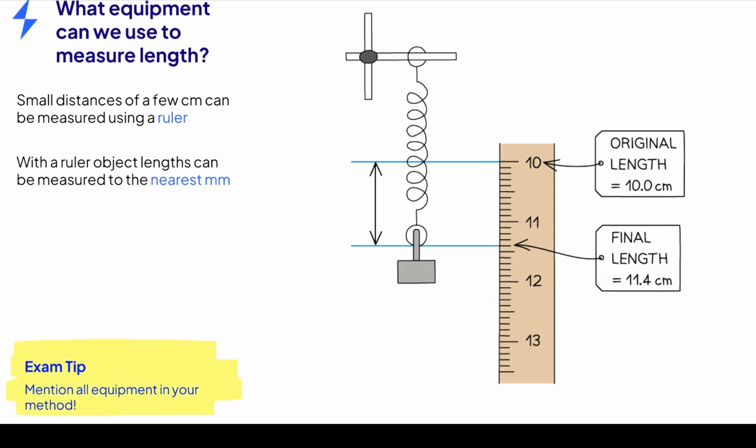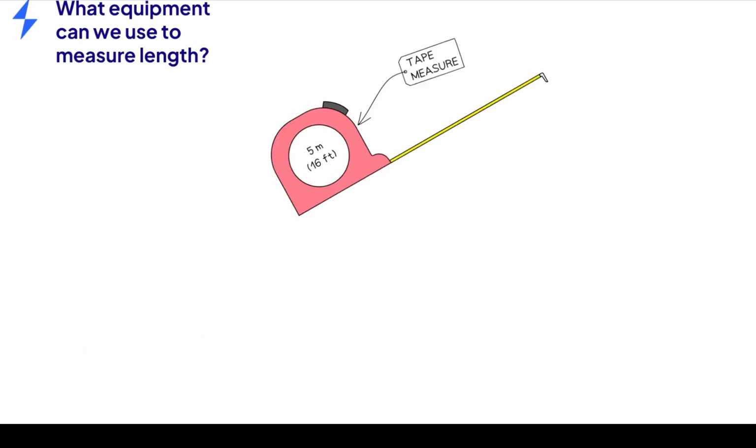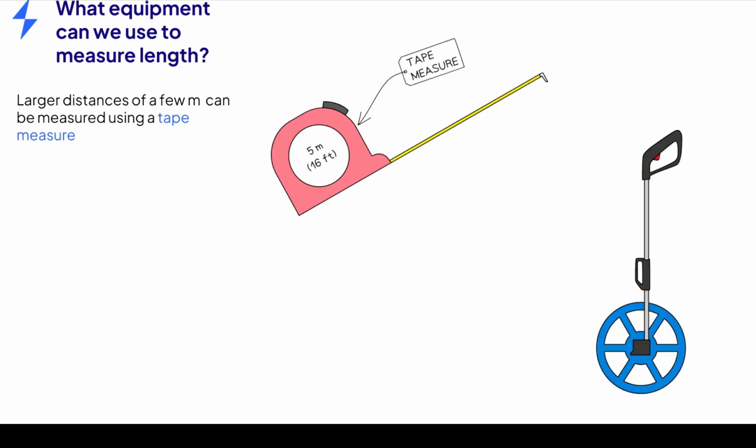A ruler is a common but essential piece of equipment. Don't forget to mention it in any experimental method. A tape measure is ideal for finding lengths up to a few meters. A trundle wheel can be used to determine distances up to a few hundred meters.